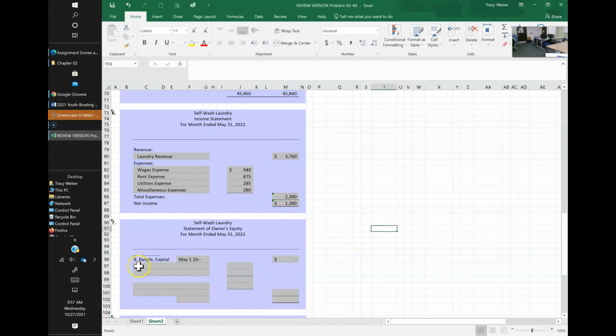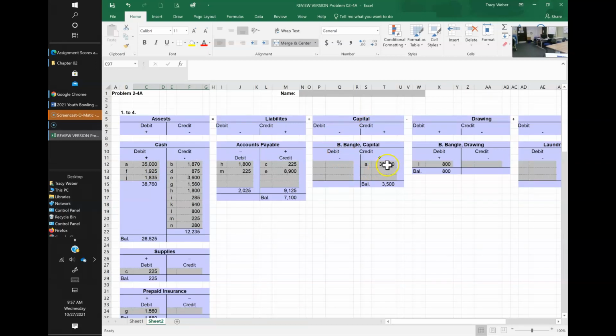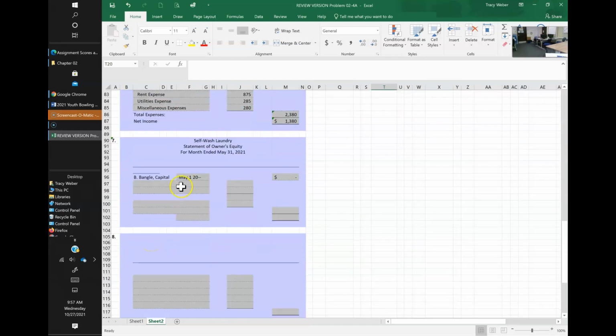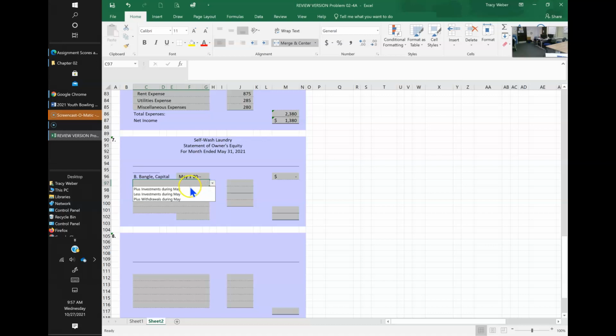All right, and then next we want to add investments, subtract investments, or add withdrawals? Well, what happened? We know from looking at the T accounts up here that the owner increased the capital account. That's an investment. That means it's going up for $35,000. So down here, we are going to choose plus investments, and that is $35,000. Okay, and then we had a net income from up here, so we're going to choose plus net income, and we get that from here, 1380.